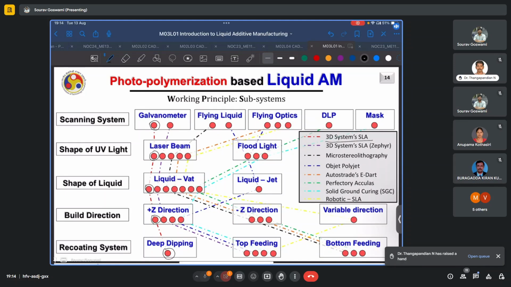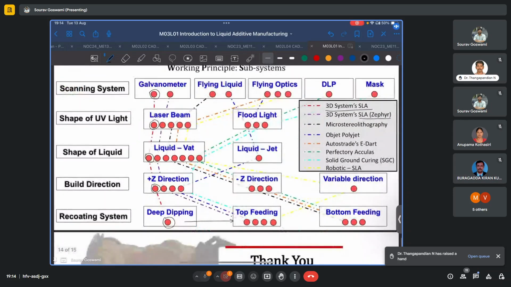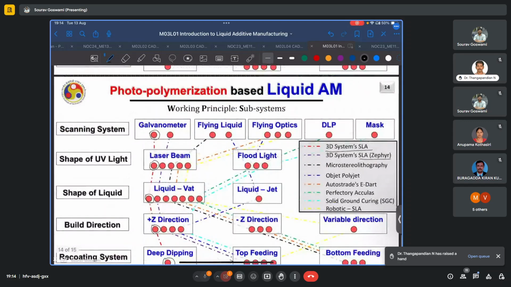Similarly, depending on the combination of the other subsystems, the process may be changed. For example, 3D Systems changed from deep dipping to top feeding, and this new technology was called SLA Zephyr. Similarly, based on the other combinations, other technologies have been developed and they will be discussed in future lectures.